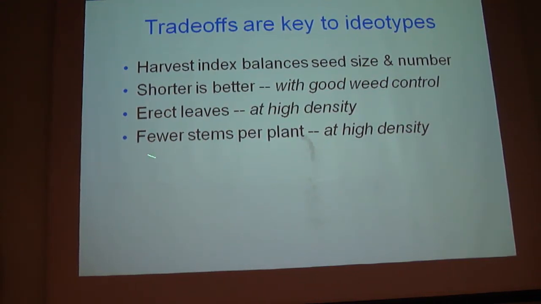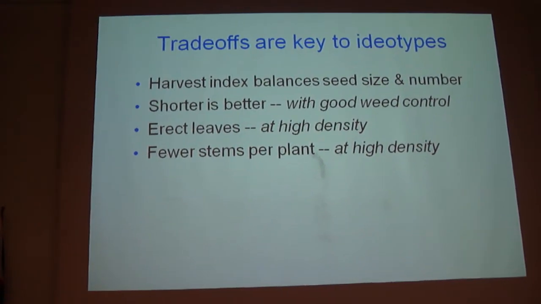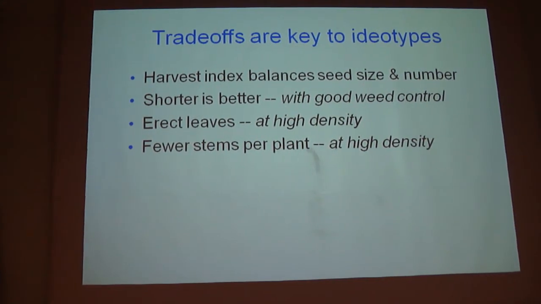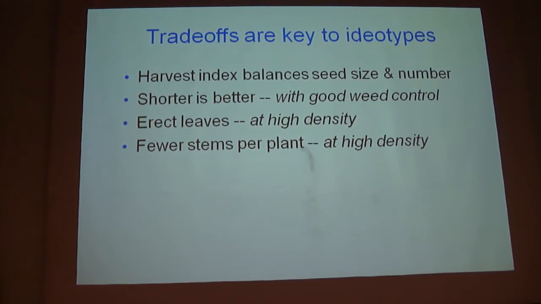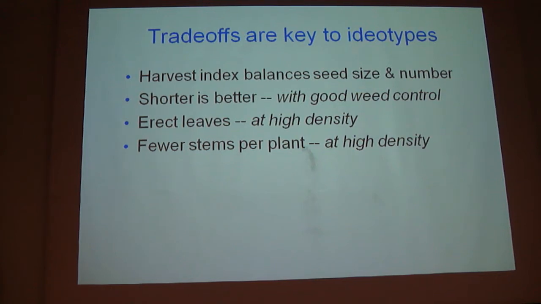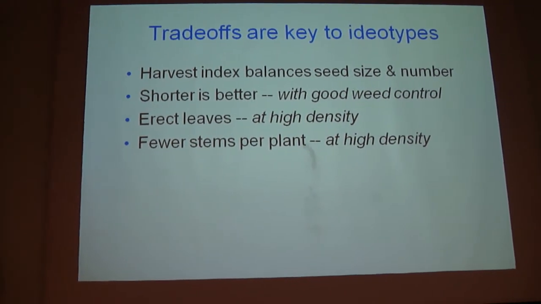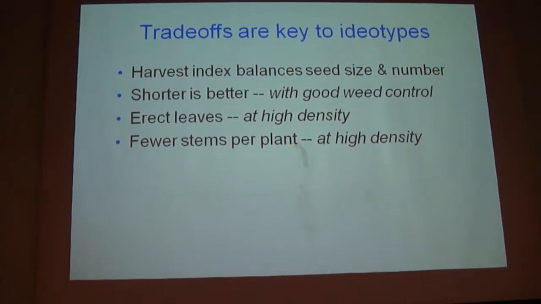And similarly, fewer stems per plant seems like it has potential at least, but it's only going to work well at high density. So then the question is in rice, what's the feasibility of going to closer spacing than the 20 centimeters or so that's typical now?